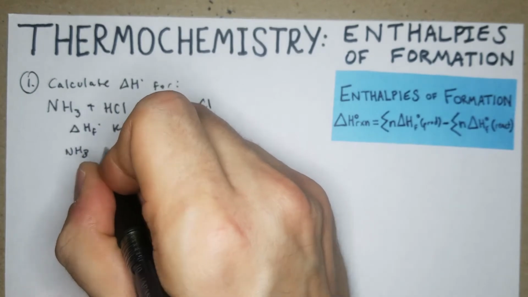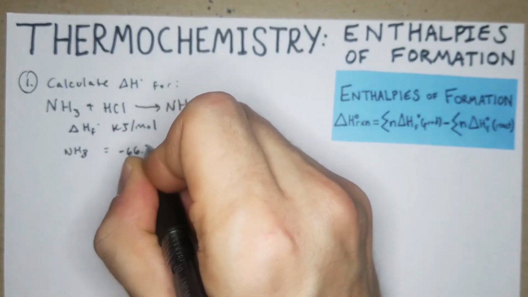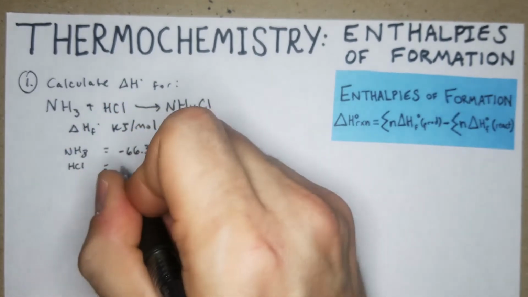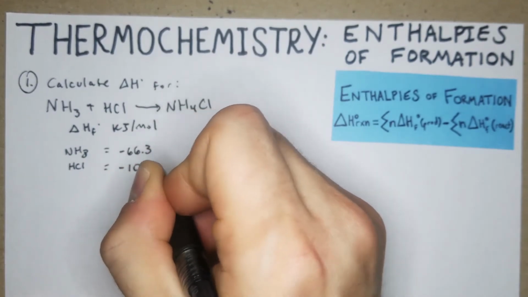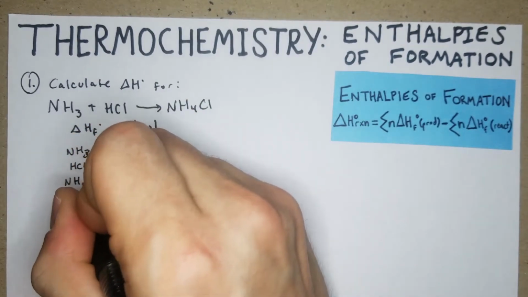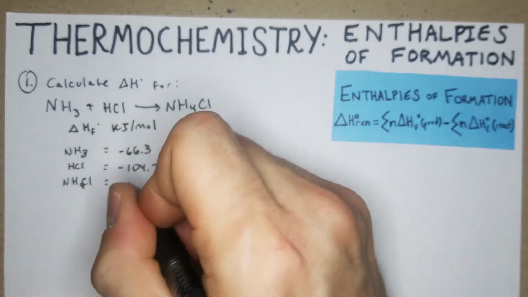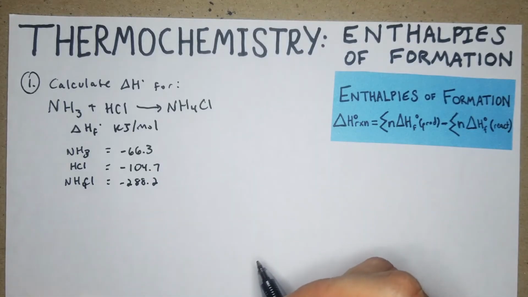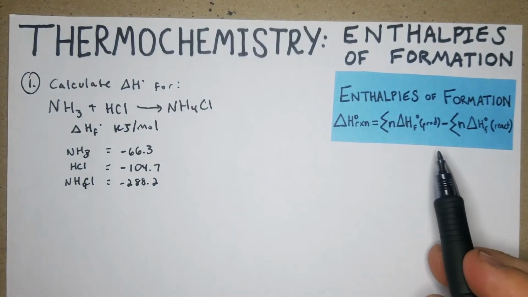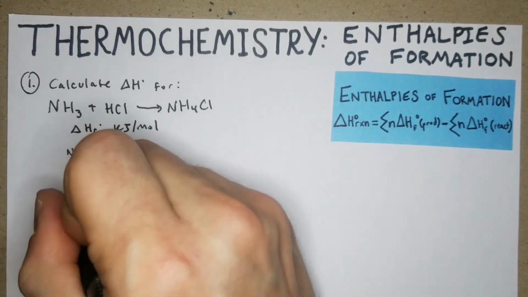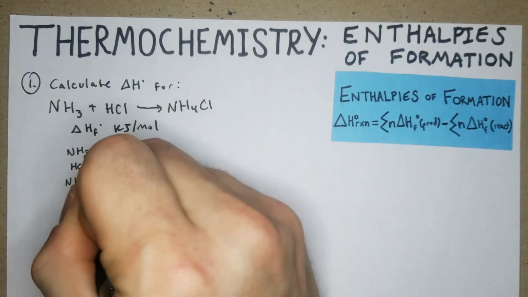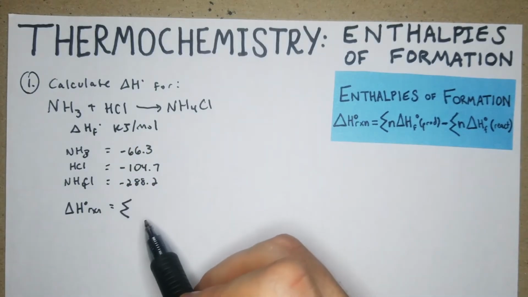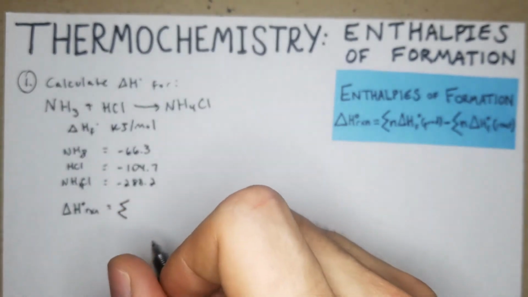So NH3 is going to be negative 66.3. These can be arbitrary numbers, but it's good to throw something in to see if you can solve it. And then NH4Cl is going to be equal to negative 288.2. So basically, we're just going to throw all these into this formula here. This was the first time I ever saw that sign, but once you get used to it, it's not too crazy.